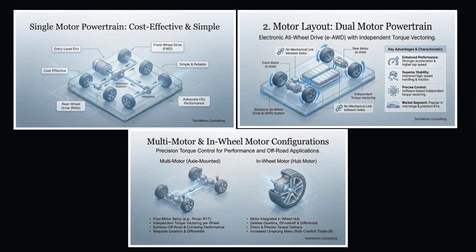Beyond that, performance and off-road EVs may use multi-motor systems, sometimes one motor per wheel. These four-motor or in-wheel systems remove gearboxes and differentials and allow extremely precise torque control, improving stability and cornering. Axle-mounted motors remain common, while in-wheel motors trade impressive control for added unsprung mass, which can affect ride comfort.